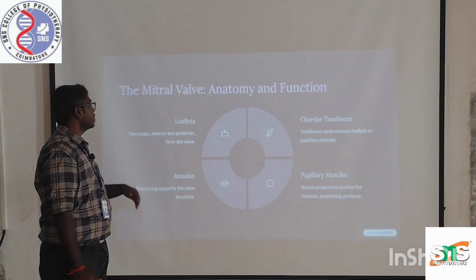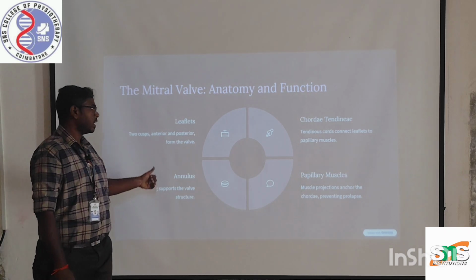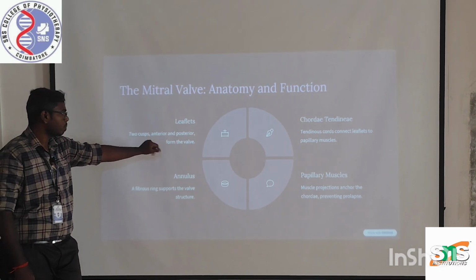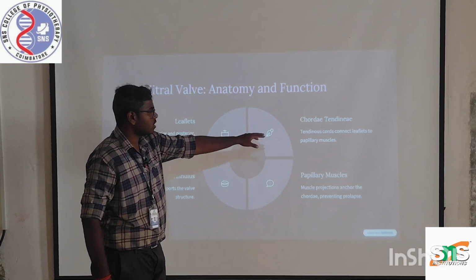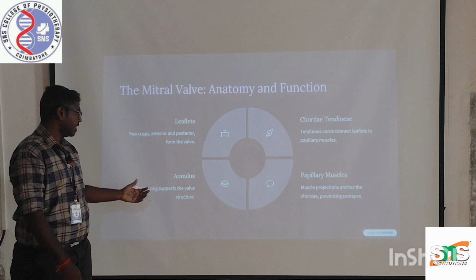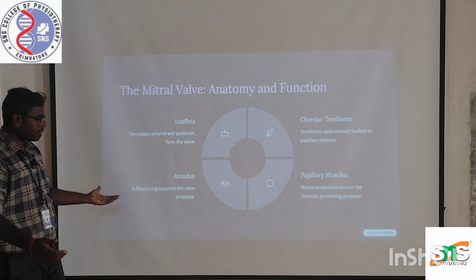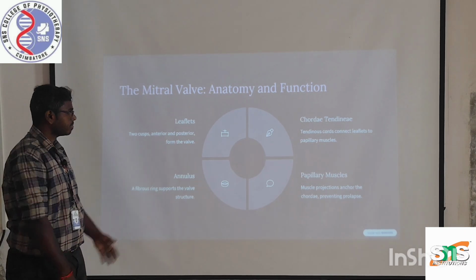First, we have to know about the anatomy of the mitral valve. The mitral valve has two cusps, the anterior and posterior cusps. It is controlled by the papillary muscles, through the chordae tendineae. Then it is supported by the annulus, a fibrous ring which supports the valve in a circular structure.